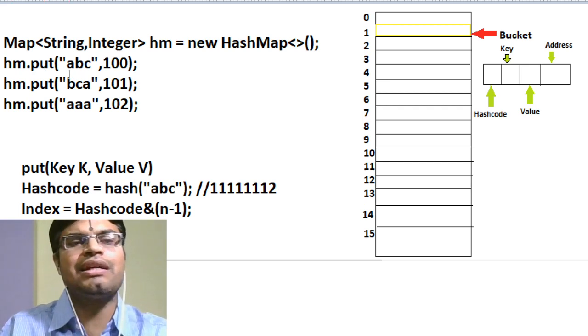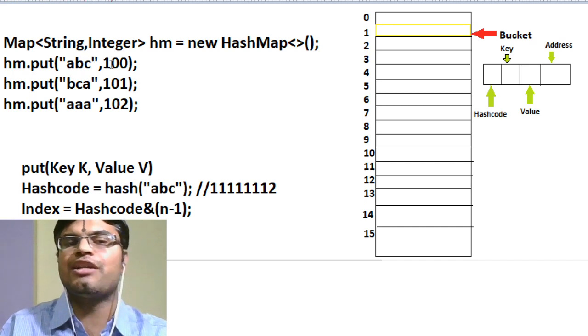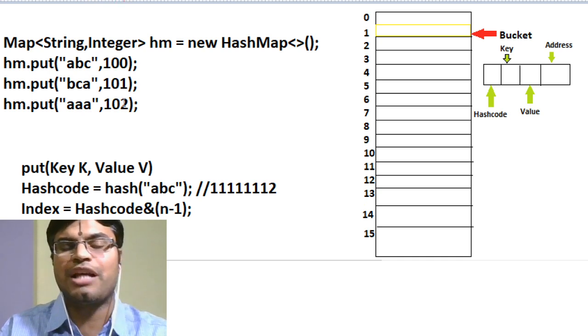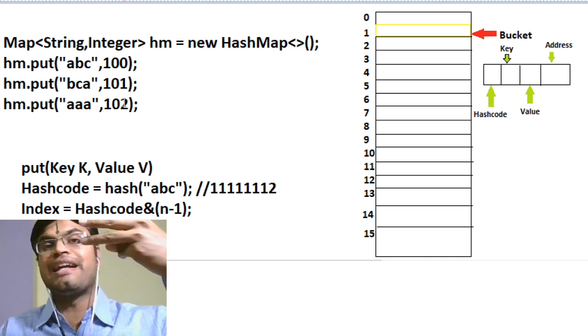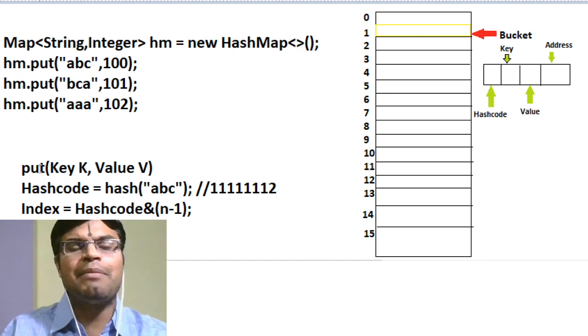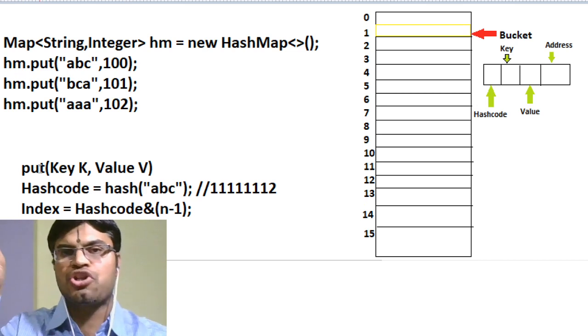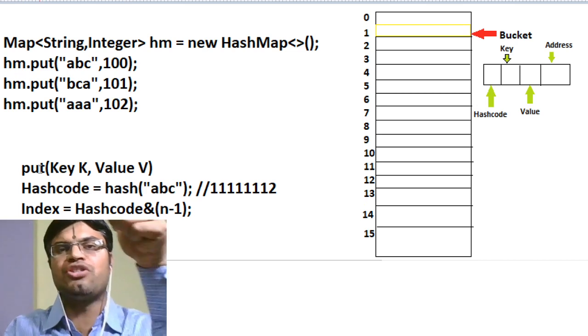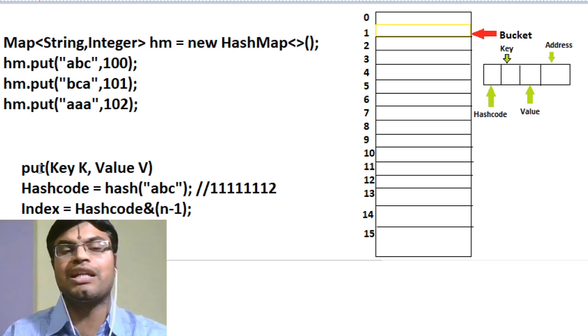In this case, I am entering ABC as my key and 100 as my value, BCA as my key and 101 as the value, AAA as my key and 102 as my value. So we are entering 3 key value pairs. Next, remember, whenever we talk about a put function, it will have 2 parameters. One is your key, the second is your value. That is what we can see here at the bottom, guys.